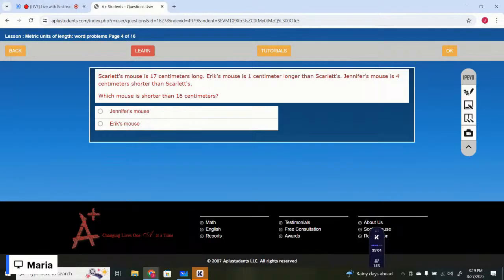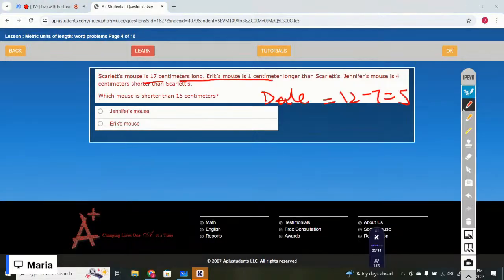Scarlett's mouse is 17 centimeters long. Eric's mouse is 1 centimeter longer than Scarlett's. Jennifer's mouse is 4 centimeters shorter than Scarlett's. Which mouse is shorter than 16?